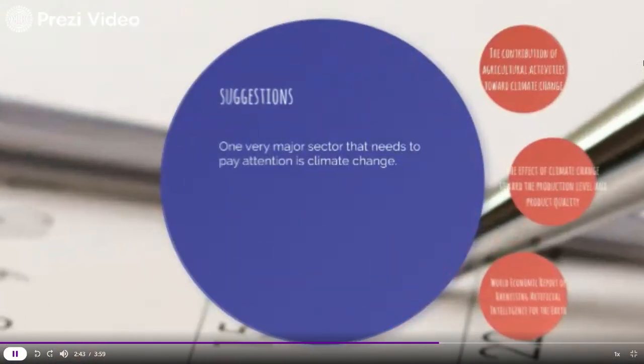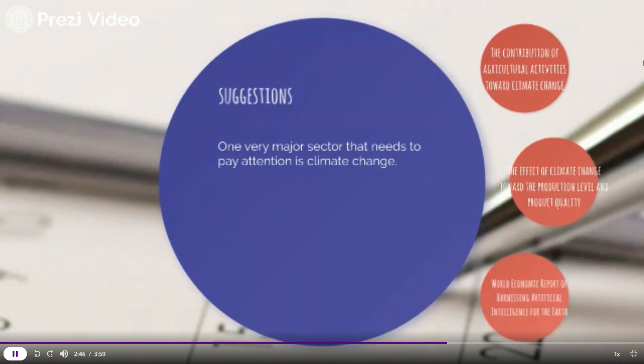One limitation of this paper is that the author only focuses on the currently available applications of machine learning in those four categories. One very major sector that needs attention is climate change: the contribution of agricultural activity towards climate change, and the effect of climate change on the production level and product quality. From the World Economic Forum report on Harnessing Artificial Intelligence for the Earth, artificial intelligence can sense the environment, think, learn, and subsequently act in response to what it senses.